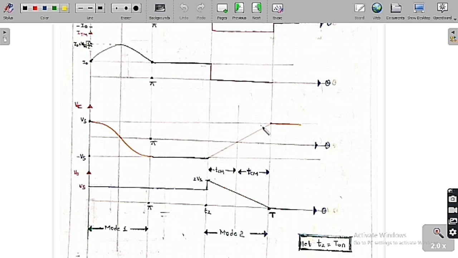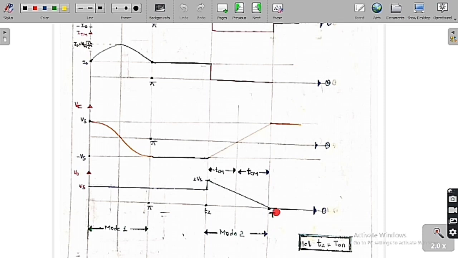Finally, when Vc(t) is equal to Vs, V0 is equal to Vs - Vs, which is equal to 0, because V0 is equal to Vs - Vc(t). So if Vc(t) is equal to Vs, the output voltage is equal to 0. Therefore, at the end of mode 2 the voltage across the load is 0. This is the 0 output voltage we are going to get at the end of mode 2.